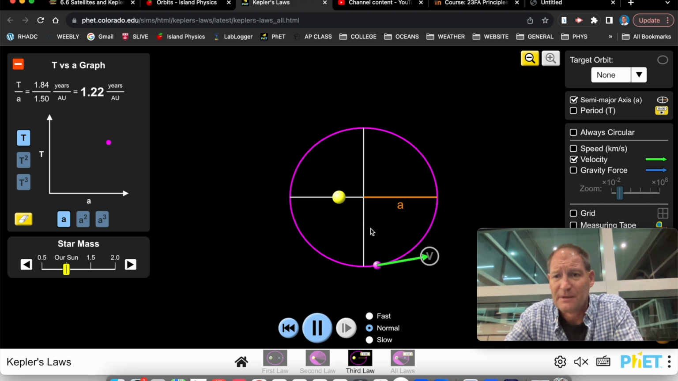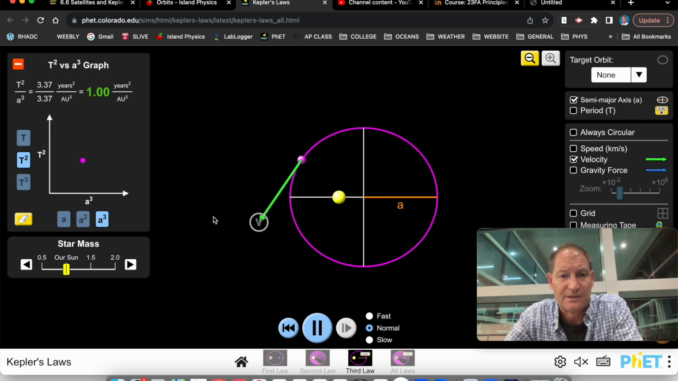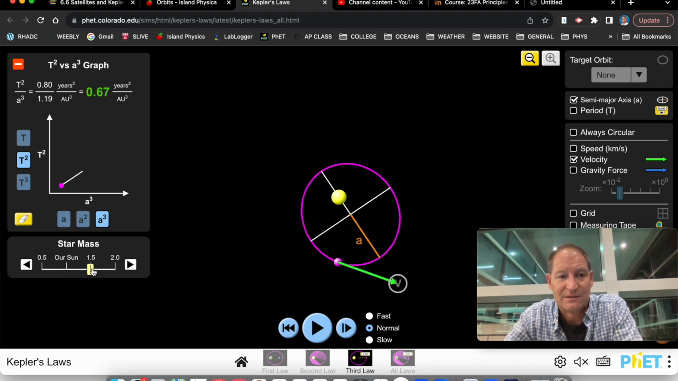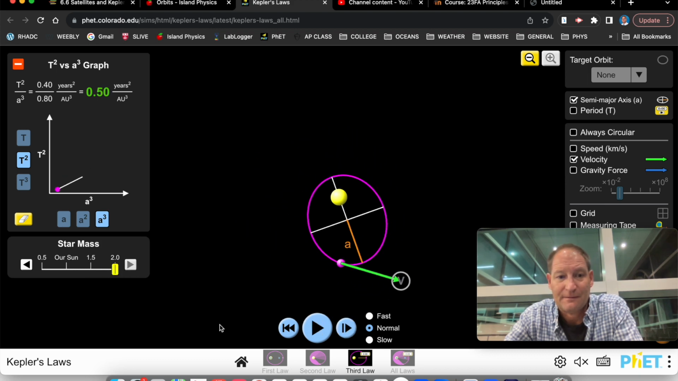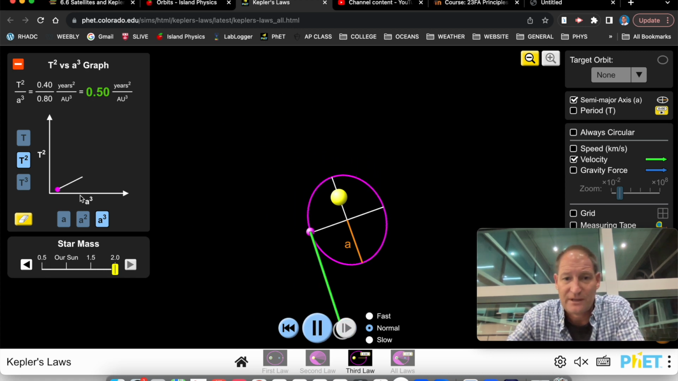And I'll probably leave the simulation. You can play with it a bit. You can do different graph axes. It's radius cubed against T squared. We have to do different sun masses. And eventually you'll plot and get a straight line graph. Okay, so you can get a straight line graph for this.